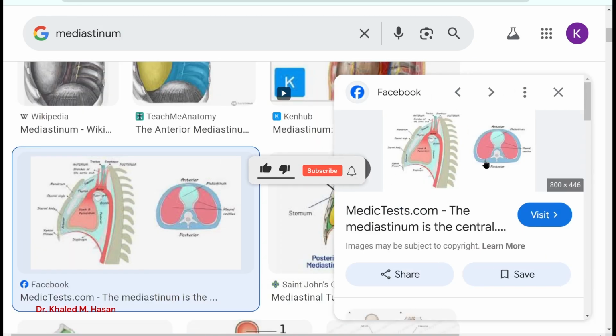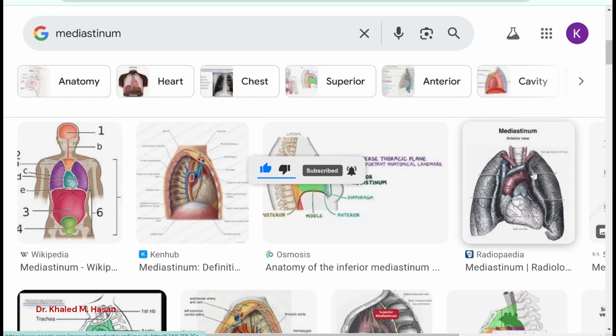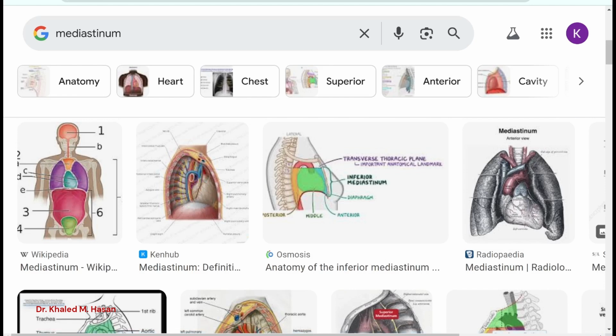Okay, if you click on the image, they can show you the mediastinum here again. This is the mediastinum, the space or location between the lungs.